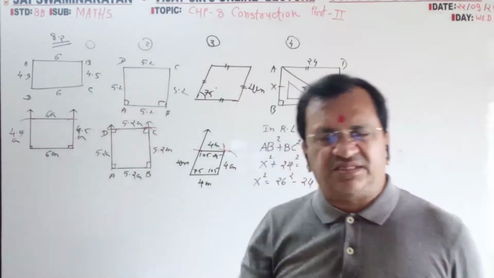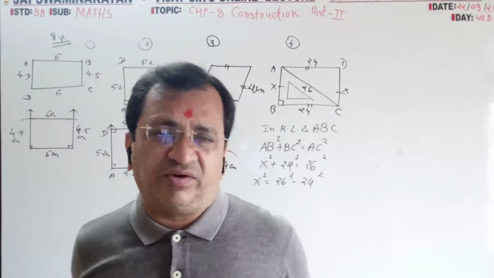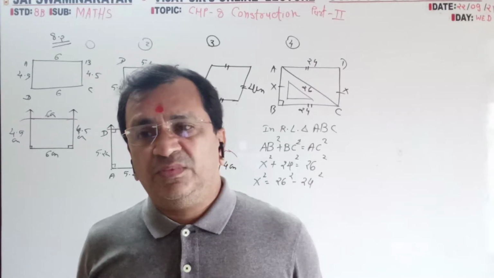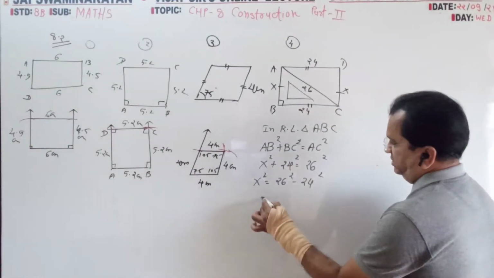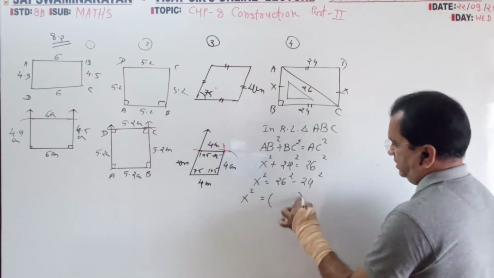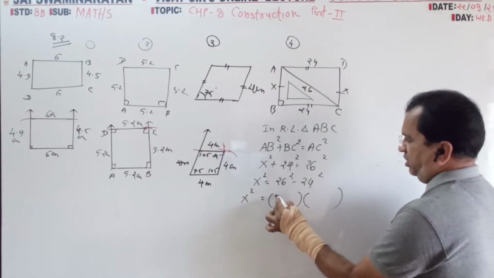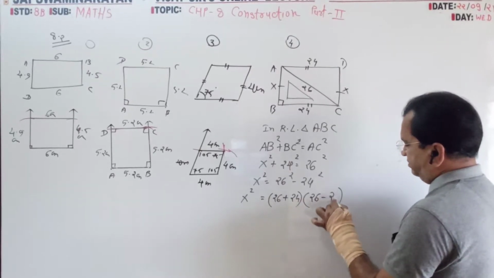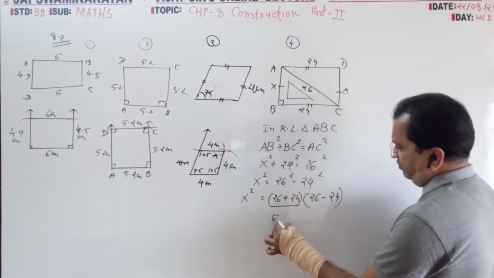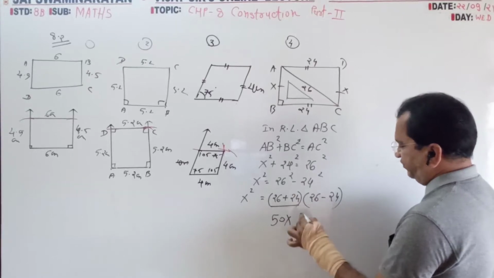I don't know what is the square of 26. I don't know what is the square of 24. So without that, how to do it? Easy calculation. a square minus b square means what? (a plus b)(a minus b). So this total will be 50. This difference will be 2.